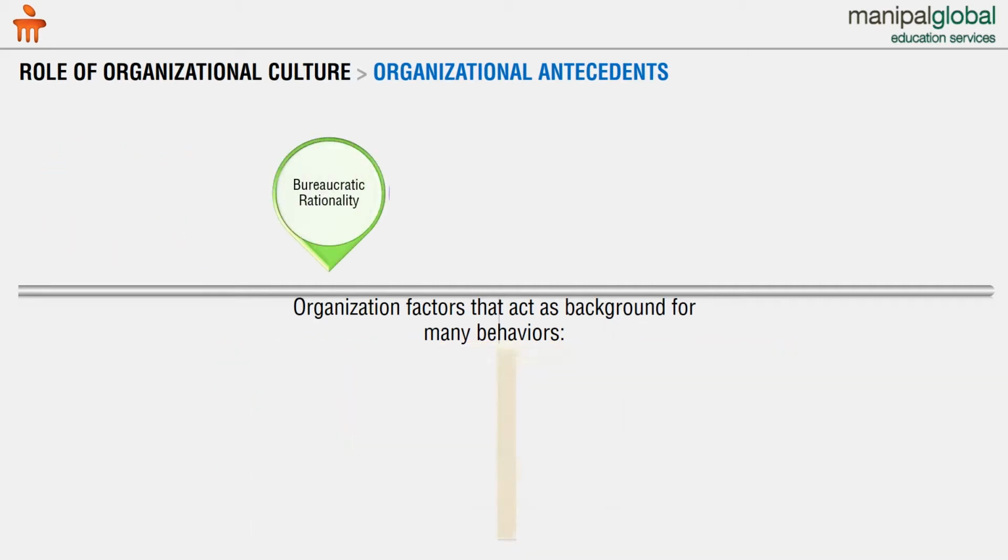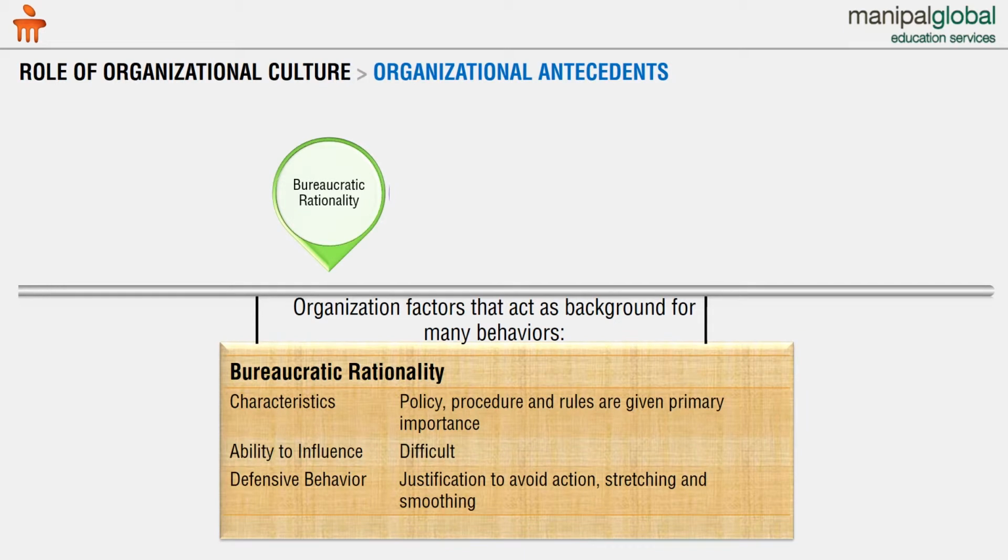When you talk about bureaucratic rationality, where policy, procedure and rules are given primary importance, the defensive behavior you notice is justification to avoid action, and sometimes members adopt the defensive behavior of stretching and smoothing, wasting their time and not completing the work even though they have a gap in the work schedule which they could fill with additional work.